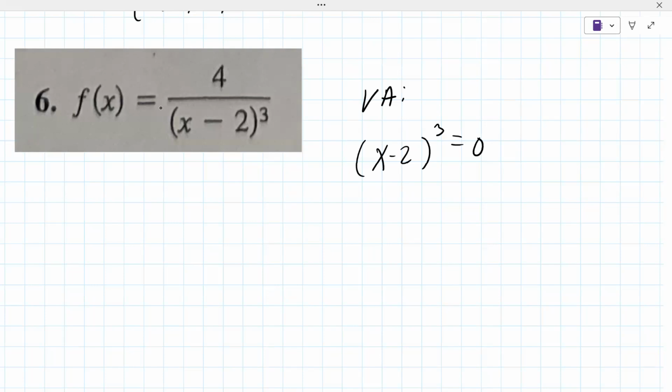Okay. I need a little bit of help. How do you undo a cube? You undo a cube by just square rooting it. Cube rooting it. Yeah.